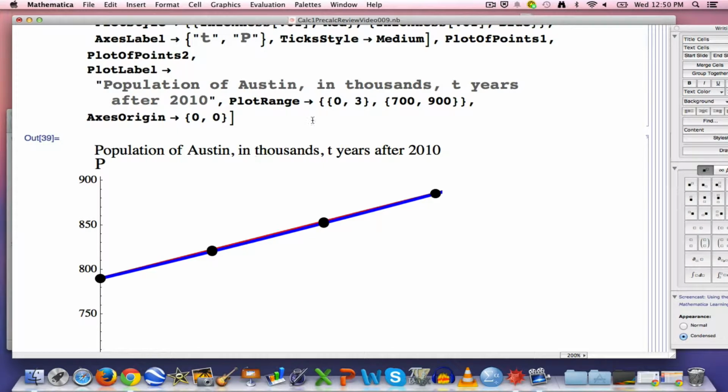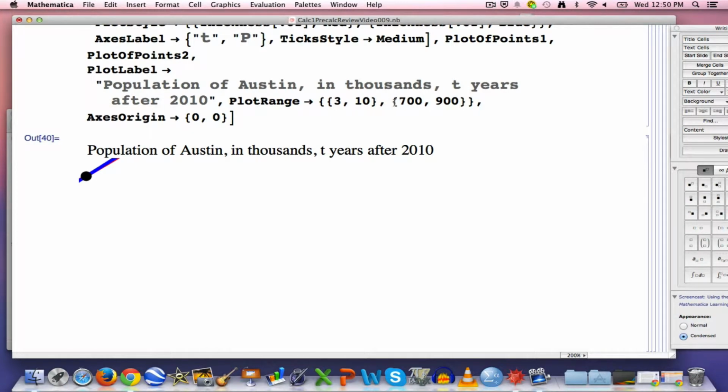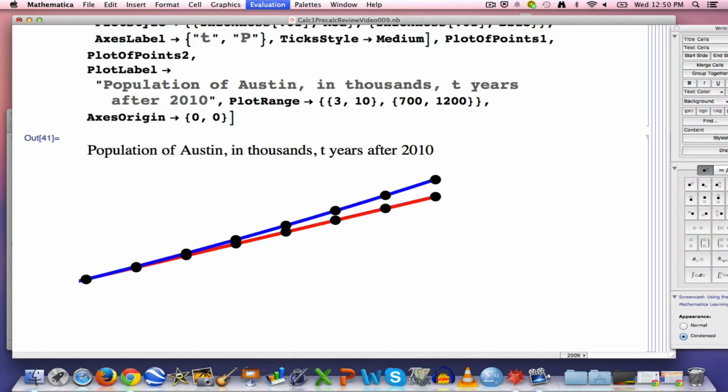But when you extrapolate past t equals 3, because the blue graph is concave up, it now gets above the red graph. Oops, change this plot range too. Let's change that 900 to 1200. Now t is going past 3.